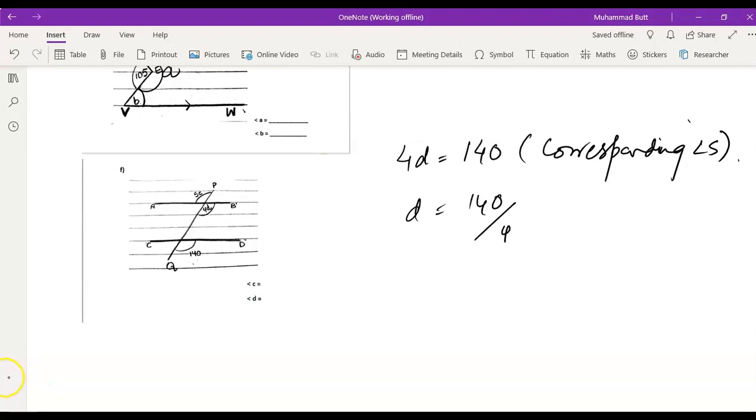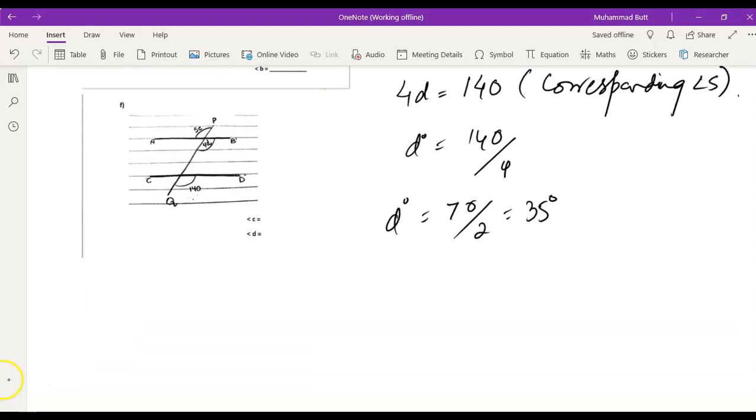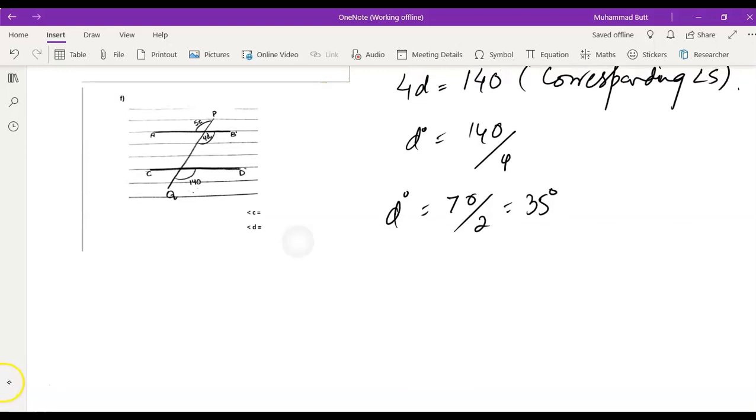140 divided by 4, that would be 70 divided by 2. So the value of D is 35 degrees. Now you have to find out the value of C. We know that 5C is equal to, they are on the same vertex, 5C is equal to 4D. They are vertically opposite angles.